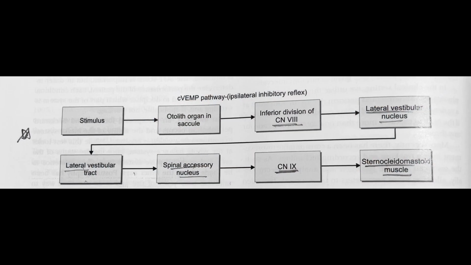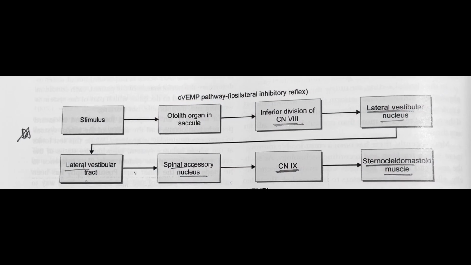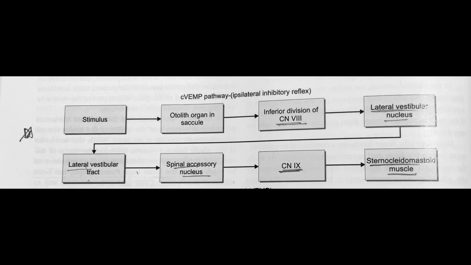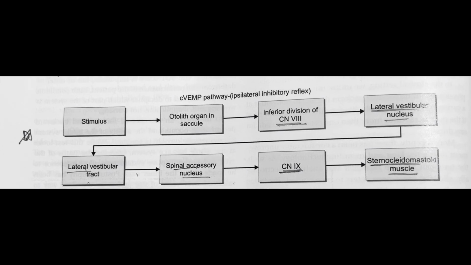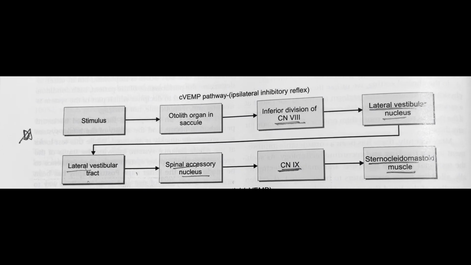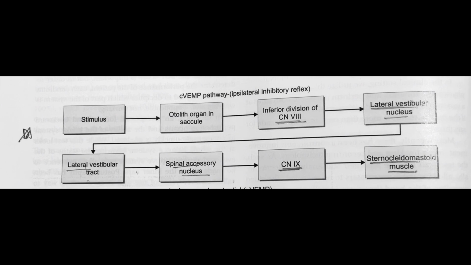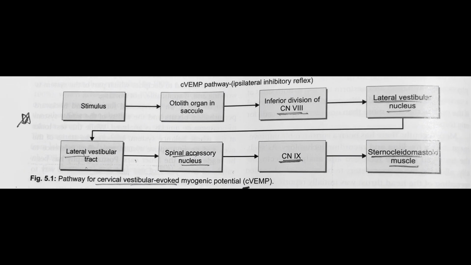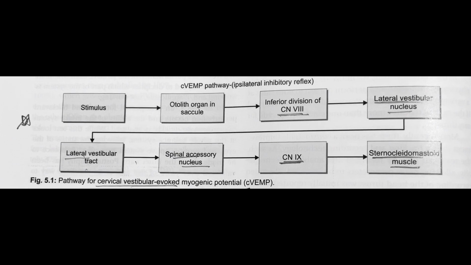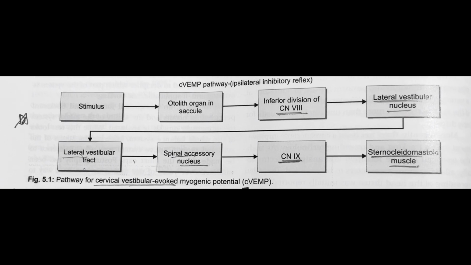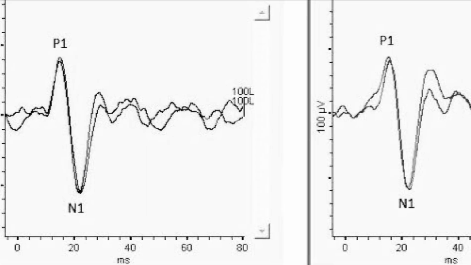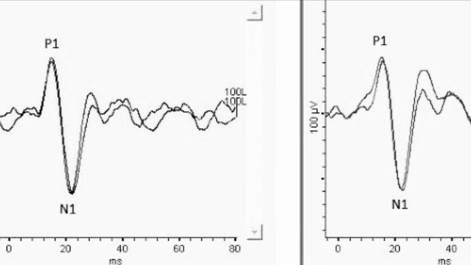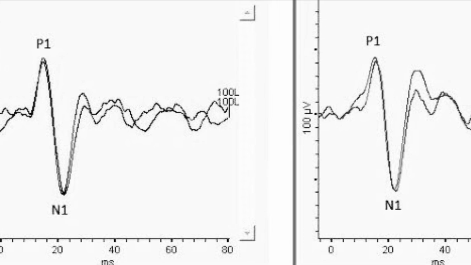The cVEMP pathway evaluates the function of the saccule and the inferior vestibular nerve. Here's how it works. A stimulus, such as a sound or a tone burst, is delivered to the ear. The saccule detects this stimulus and sends signals via the inferior vestibular nerve, which is part of the vestibulocochlear nerve. These signals travel to the vestibular nuclei in the brainstem, where they are processed.